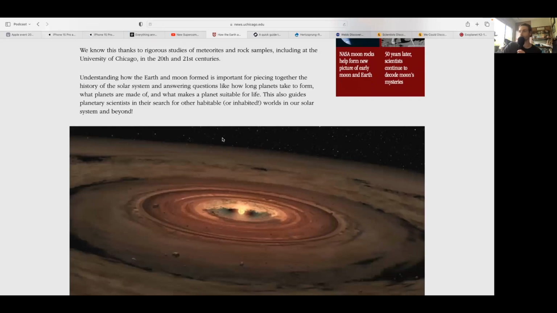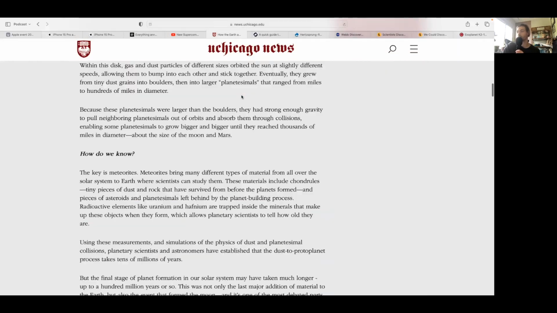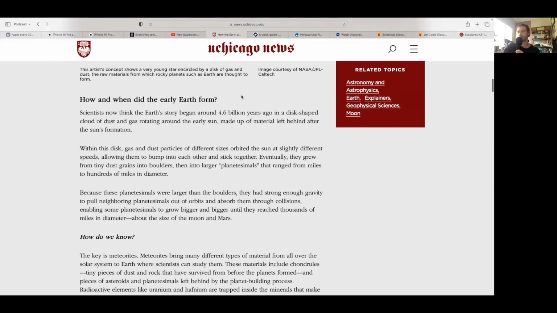Understanding how the Earth and moon formed is important for piecing together the history of the solar system and answering questions like how long planets take to form, what planets are made of, and what makes a planet sustainable for life, which is what I care about. I want to know what gives life.